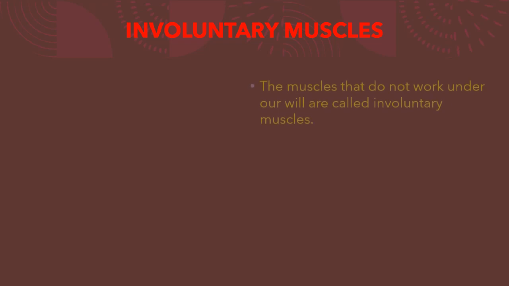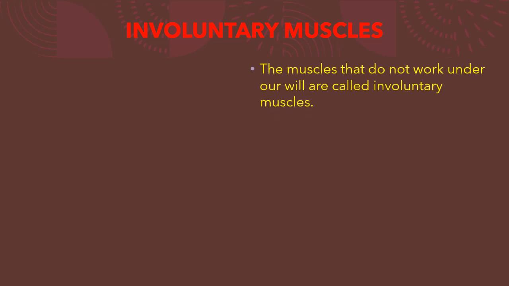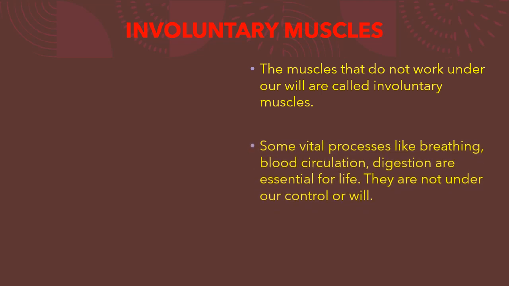Then what are involuntary muscles? Involuntary muscles are the muscles that do not work under our will, so we cannot control their movements. Now in our body there are certain vital processes. Vital means very important processes that are going on in our body, like breathing, blood circulation, digestion, which are very much essential to be carried out for life. There are certain muscles which help in all these processes.